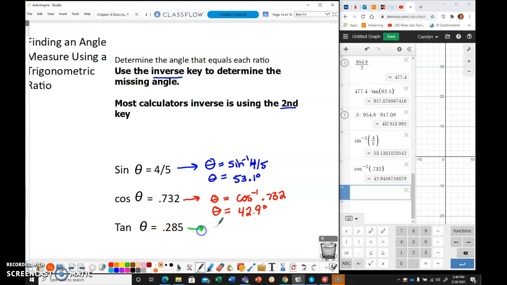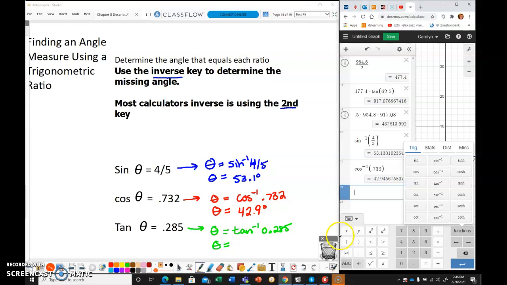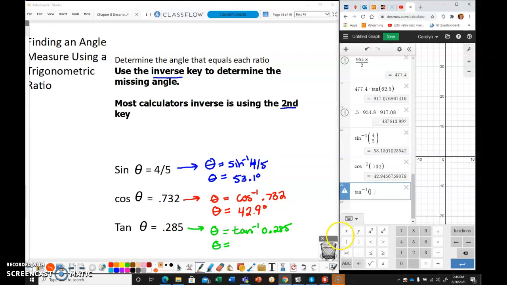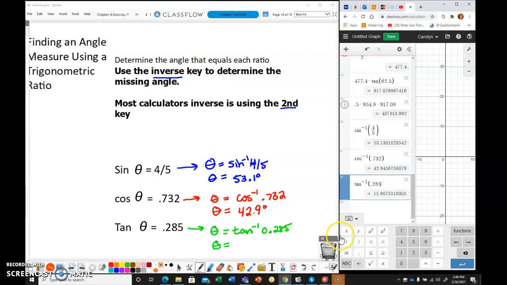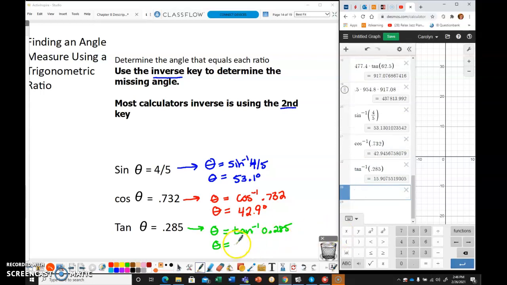So to get rid of the tangent, I'm going to take it to the other side of the equation, and I'm going to say the inverse tangent of 0.285. I can put that in my calculator and do the inverse tangent of 0.285, and I find that that is actually the angle measure of 15.9 degrees. And just like our last unit, we're going to have to pay really close attention if there is a requirement of rounding. This one didn't have one, so I kind of have a mixed bag, but I rounded everything to the tenths place.